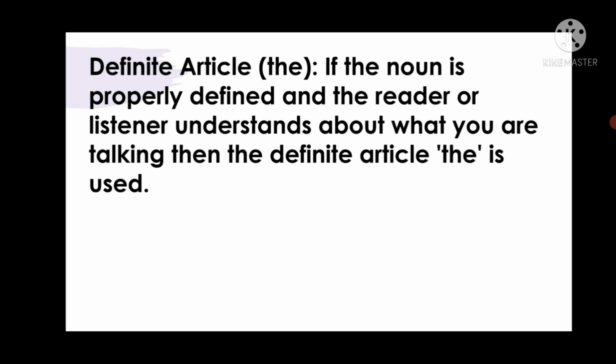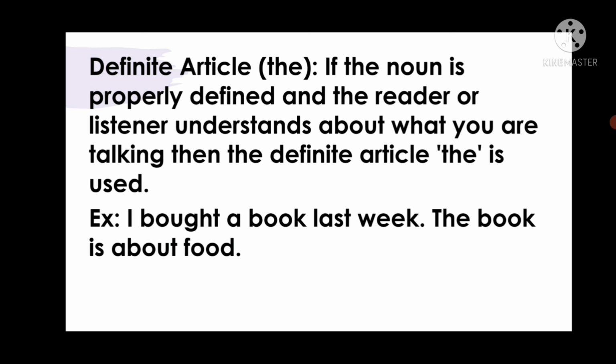Now, the definite article. Based on the way it is used or placed before the type of noun, in the case of definite nouns, or nouns which have been properly mentioned or referred to with some explanation, we use the definite article "the". If the noun is properly defined and the reader or listener understands what you are talking about, then the definite article "the" is used. I bought a book last week. Here, if it is for the first time, the article "a" is used. In the next sentence, the book is about food. We know which book it was, so the article "the" is used.